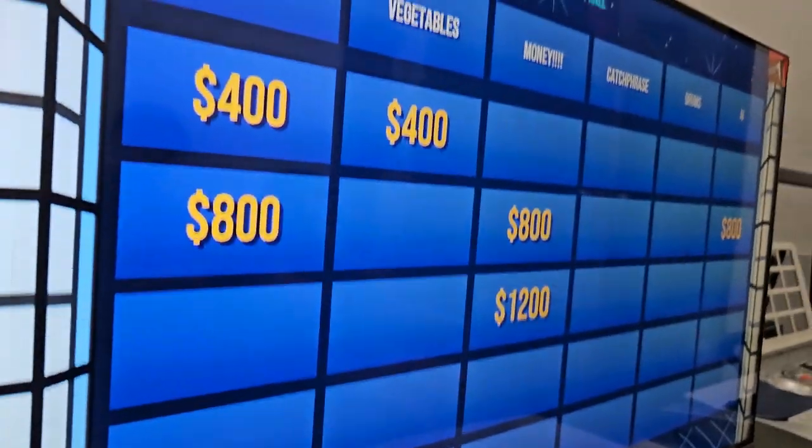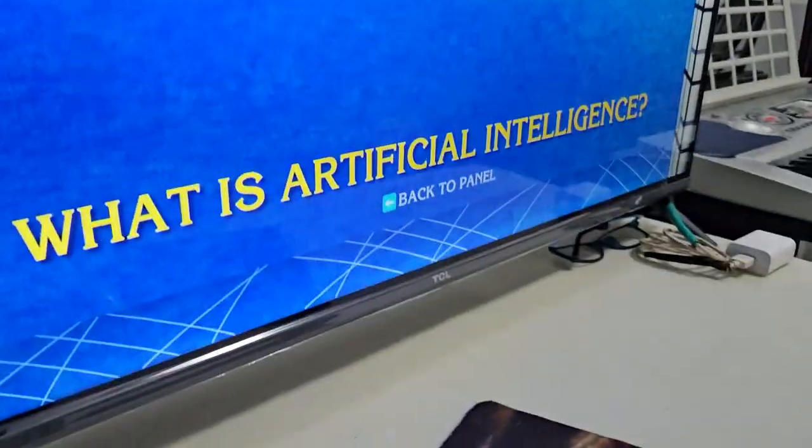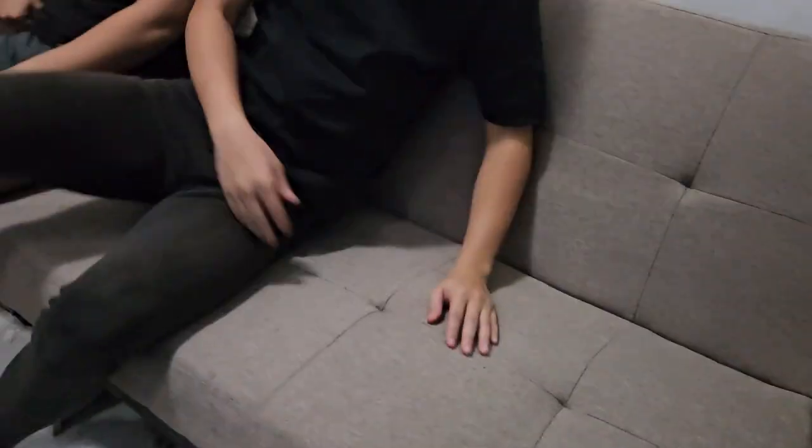Now what to choose? AI for 800, finish it off. The full meaning of AI. I know that one. What is alternative intelligence? Nope! What is artificial intelligence? Yes! Artificial intelligence indeed.